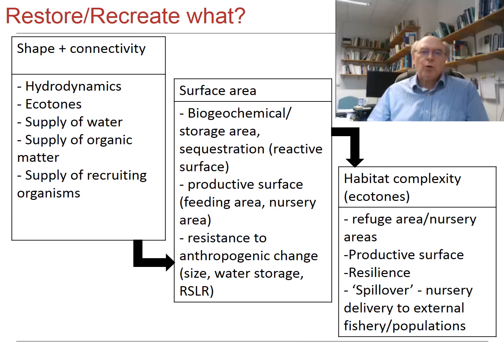Firstly, we have to either restore or recreate the shape and the connectivity, getting the physics right, the hydrodynamics, the ecotones, the supply of water, the connectivity of an estuary with the areas upstream or the areas out at sea. We then have to recreate the surface area and the biogeochemical pathways, the delivery of nutrients, the sequestration of carbon, creating feeding areas. If we can get this right, then we can eventually create the habitat complexity, which allows the ecology to develop and gives us both the structure of the ecology, but also the functioning of the ecology.